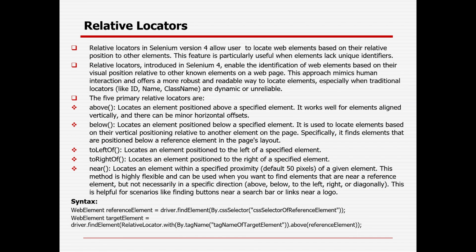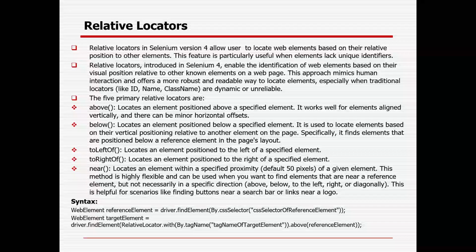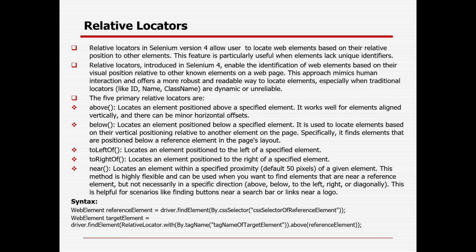Now we'll see what a relative locator is, because when Selenium 3 was there, that concept was not available. Only in Selenium 4 is this concept available, called relative locator. Relative locators in Selenium version 4 allow the user to locate web elements based on their relative positions to other elements. This feature is particularly useful when elements lack a unique identifier. If you know Selenium already, you know there are 8 primary locator techniques available in Selenium 3.